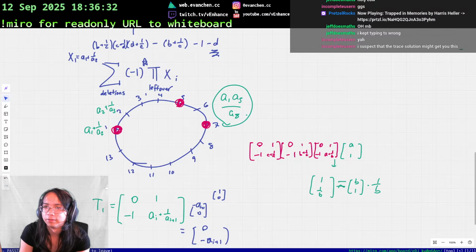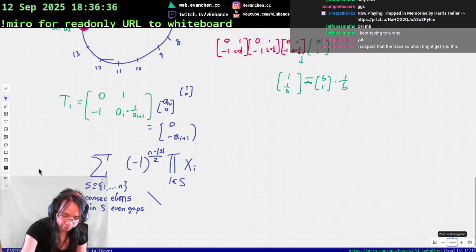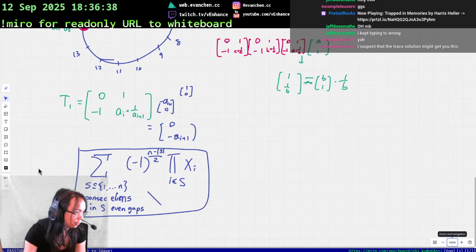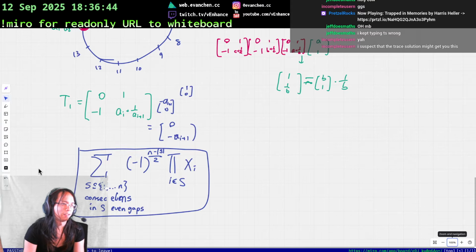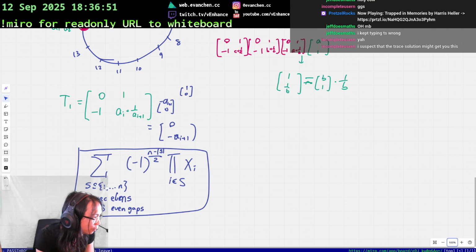I need to scroll so it's in view. So the claim is that it's actually exactly this polynomial, right? The trace solution might get you this. Yeah, maybe. I just want to first make sure I have the right thing written down. Based on what people have been saying, it looks like it's this, plus or minus some constant I don't really care about.